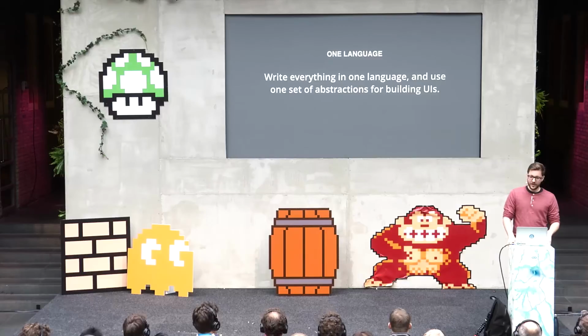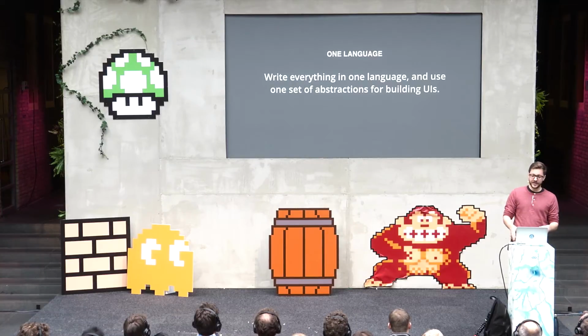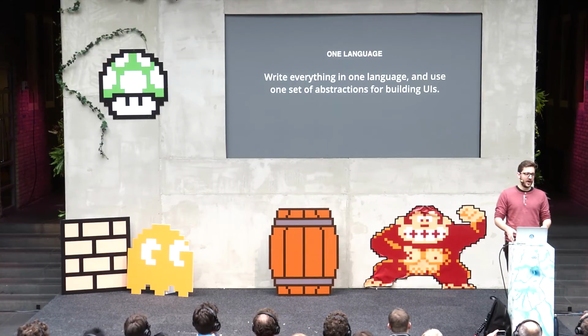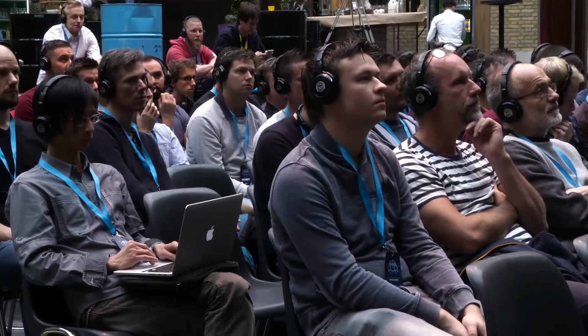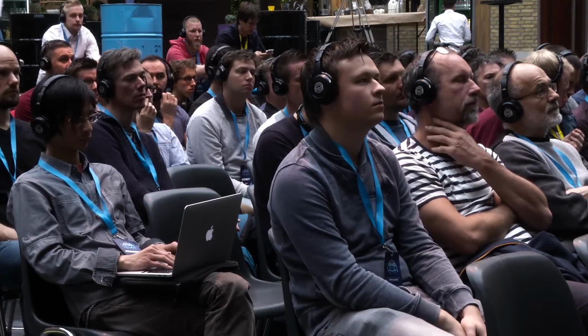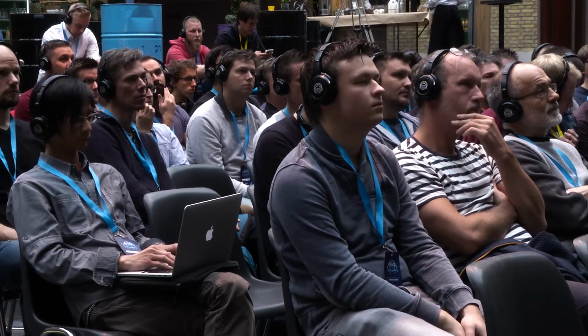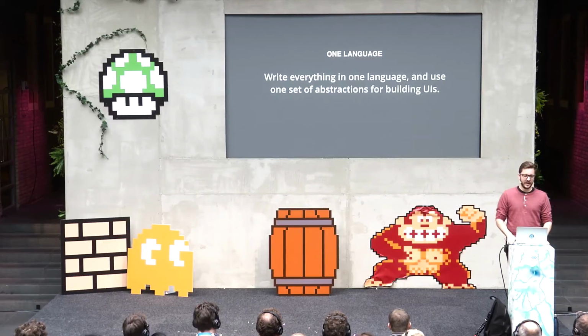So one thing that would be great is one language, right? You want to write everything in one language and use one set of abstractions for building your UIs. That could be JavaScript. I guess Xamarin took the approach of C#, but unfortunately, Xamarin does not meet the second criterion here, which is one set of abstractions. You're still writing, most often, using the platform-specific UI toolkits. There are some abstractions that exist there, but you still have to be familiar with iOS and Android frameworks.